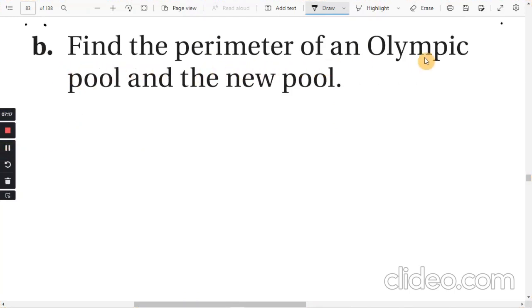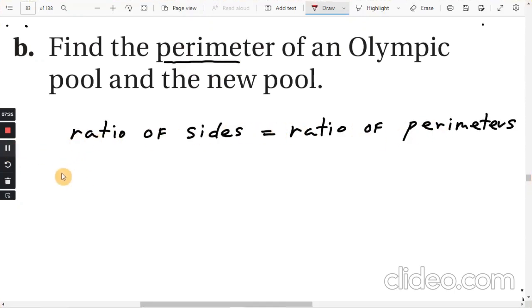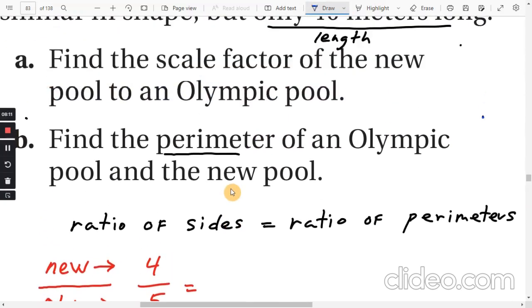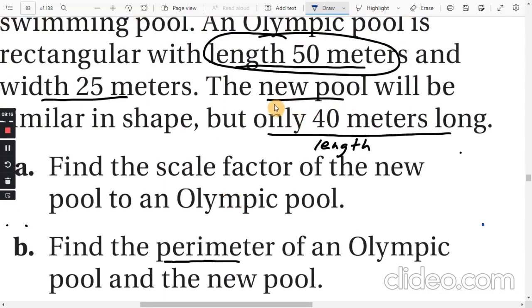Follow-up question, find the perimeter of an Olympic pool and the new pool. Okay, remember we said before in the theorem, the ratio of the sides is going to be the same as the ratio of the perimeters. Okay, ratio of sides equals ratio of perimeters. Now, a minute ago, we put the new pool in the numerator and we put the Olympic pool in the denominator. And we said that was equal to 4/5. So that's going to equal the ratio of the perimeters. All right. Now we need to find the perimeters. All right, for the new pool, we cannot find the perimeter just yet because they only gave us the length. Okay, they didn't give us the width of the new pool.